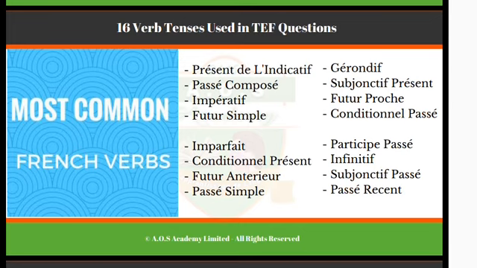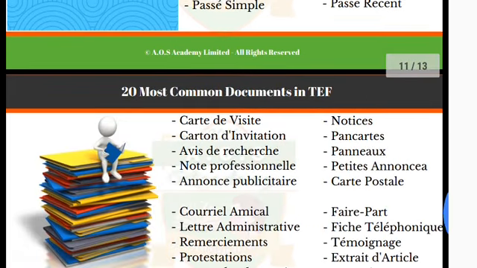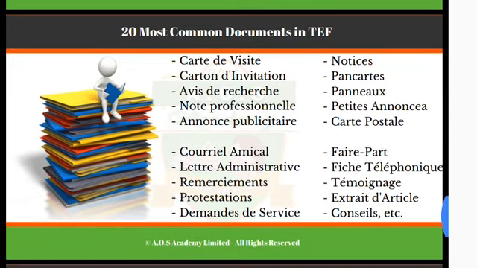We have the conditionnel présent, which is the present conditional tense. We have futur antérieur, which is the anterior future tense. We have passé simple, which is the simple past tense. We have the historic past tense. We have participe passé, which is the past participle. We have infinitive, which is the infinitive of a verb. Subjonctif passé, which is the past subjunctive tense, and we have passé récent, which is the recent past tense. So know all those verbs and learn how to conjugate them.